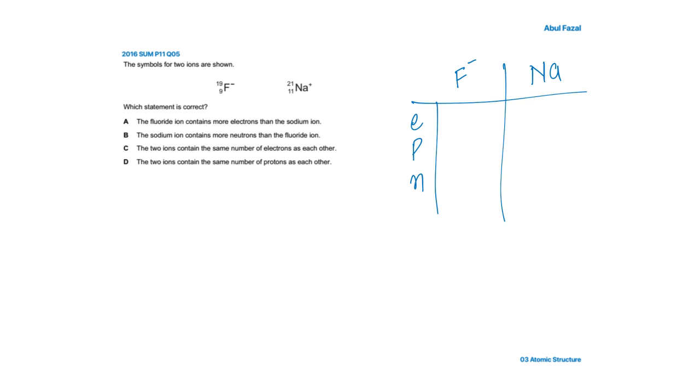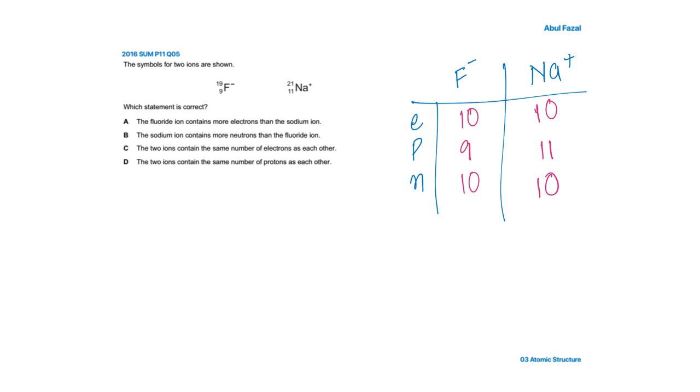Fluorine ion will have 9 protons, but it has 1 more charge, so that gives it 10 electrons. It has 19, the nucleon number or mass number is 19, minus 9 should give it 10 neutrons. Sodium, it has a positive charge, I forgot to add that. So sodium has 11 protons. It should have 11 electrons as well, but it has a positive charge, so 10 electrons, and the number of neutrons is the same.